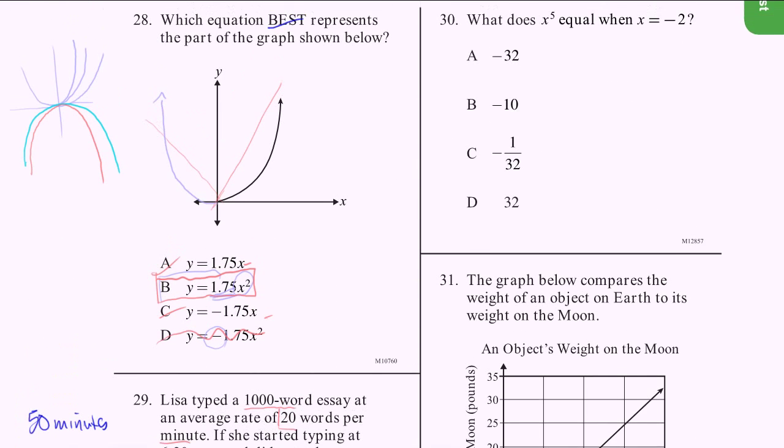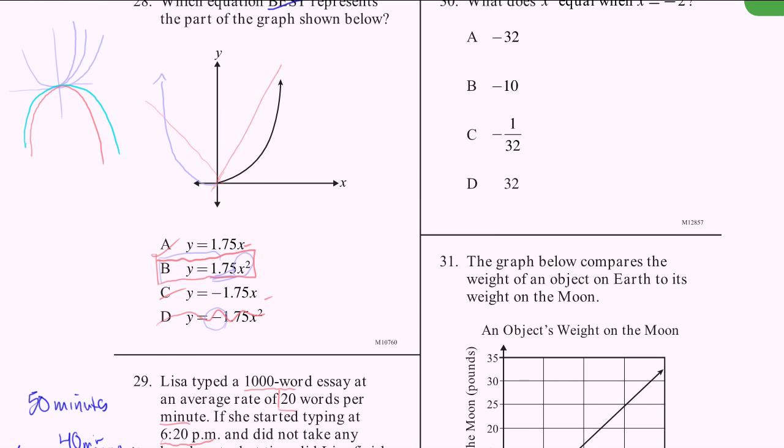Problem 30. Let me do it in red. What does x to the 5th equal when x is equal to minus 2? So it's minus 2 times minus 2 times minus 2 times minus 2 times minus 2. Now we could just multiply it all out, and let's just do that just for fun. Minus 2 times minus 2 is positive 4. Then positive 4 times minus 2 is minus 8. Minus 8 times minus 2 is positive 16. Positive 16 times minus 2 is minus 32. So our answer is A.